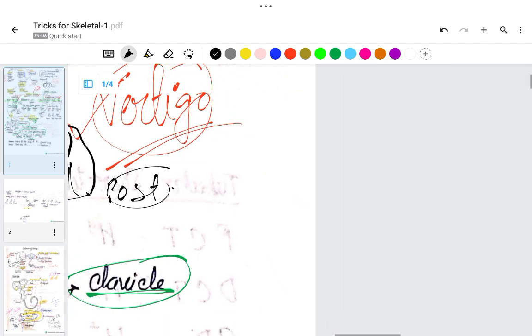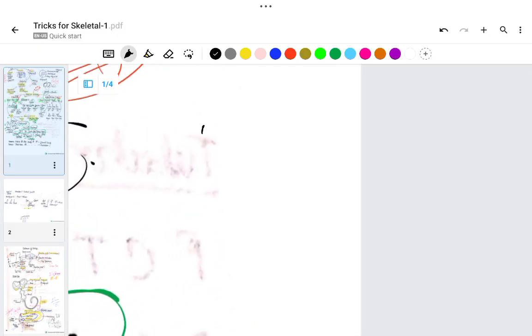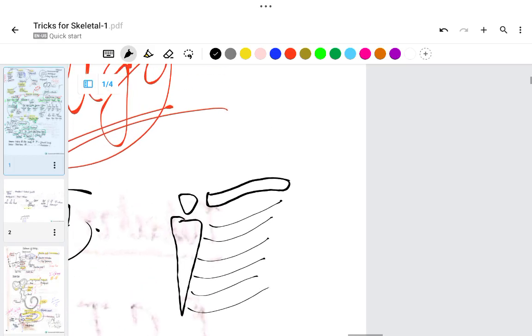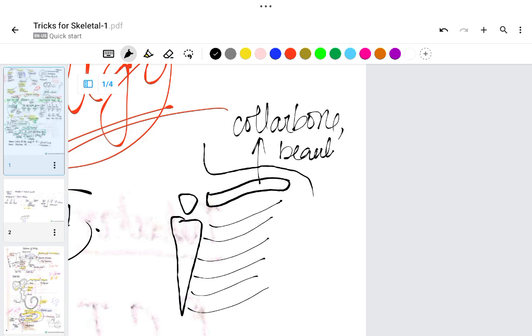And where is the clavicle? Where is the clavicle present? The clavicle is, suppose, this is the clavicle. This is the manubrium sterni, the sternum, and these are the ribs. This collarbone is also called beauty bone. It is the clavicle.